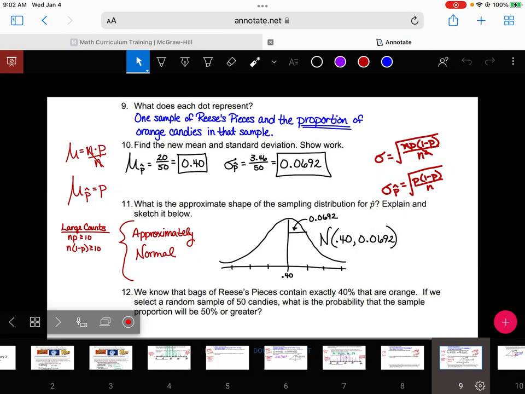Okay, so we had talked yesterday about how this was approximately normal for our sampling distribution for p hat because of the large counts condition. And I believe we had ended with number 11, like right at the end of class, but I'm going to leave it here in case anybody needs to get that jotted down into their notes. And then I want you to look down at number 12.